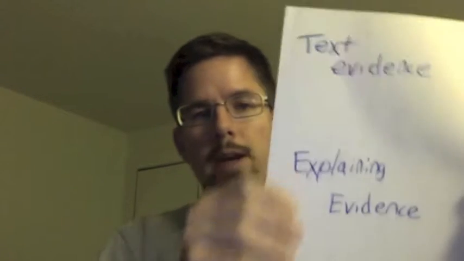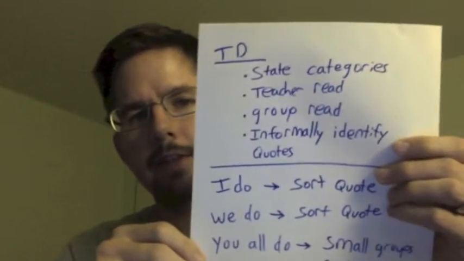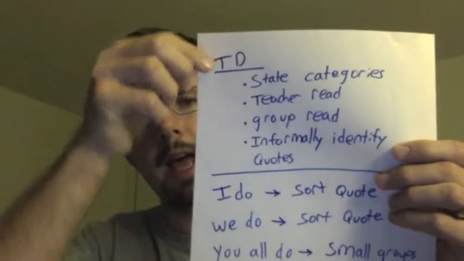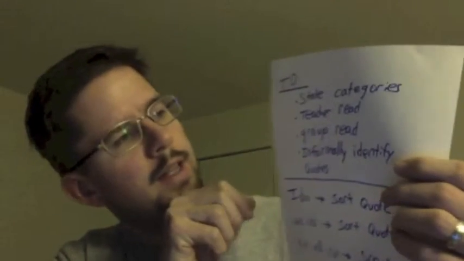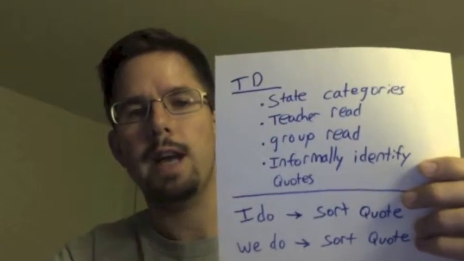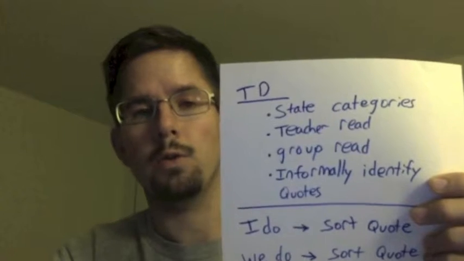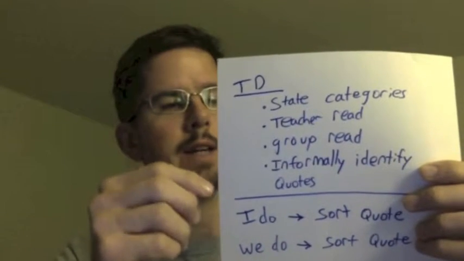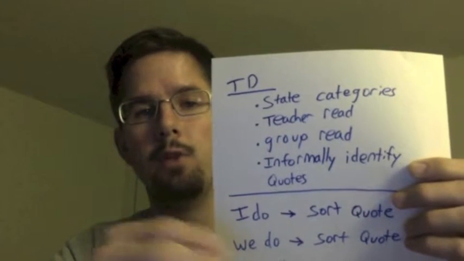Before you do this activity, make sure that your students understand the difference between text evidence and explaining evidence, because you will be using that throughout the activity. A good way to start is with teacher-directed time, where you state the categories. Then the teacher reads part of the story as the "I do," and then some students read as well during a whole group reading. As you read, try to identify some quotes that would support those themes or categories, and start informally finding those quotes.